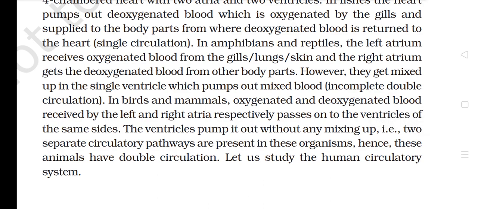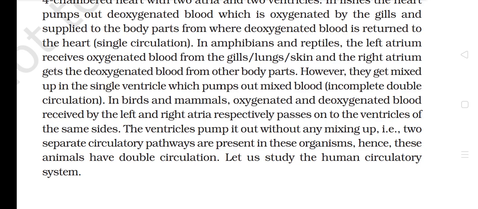In amphibians and reptiles, the left atrium receives oxygenated blood from the gills, lungs, and skin, and the right atrium gets the deoxygenated blood from the other body parts. However, they get mixed up in the single ventricle, which pumps out mixed blood in incomplete double circulation.